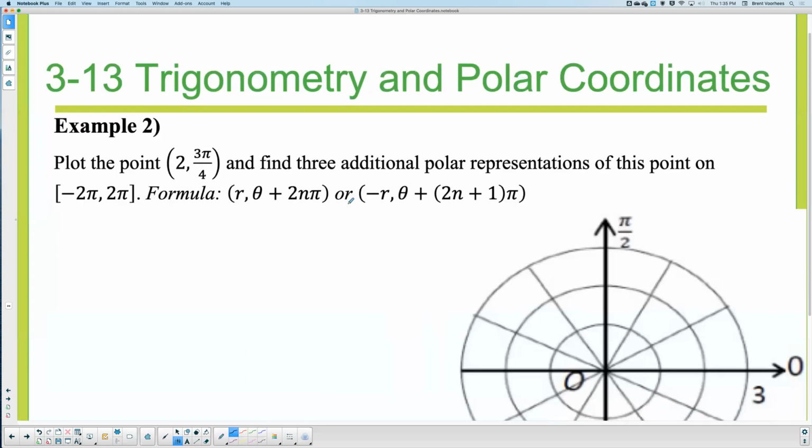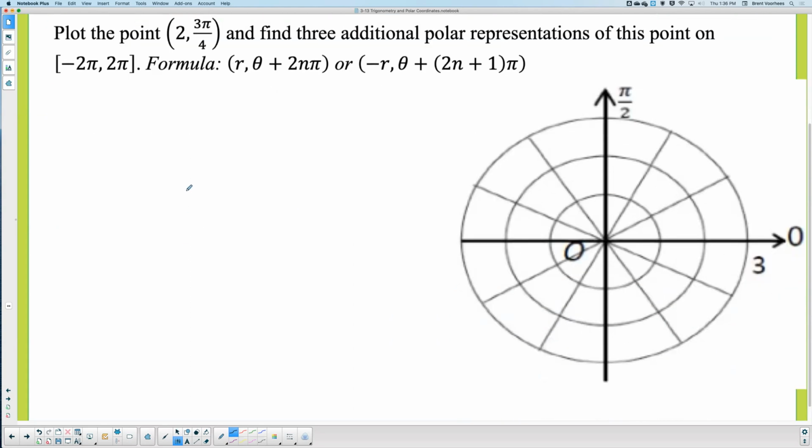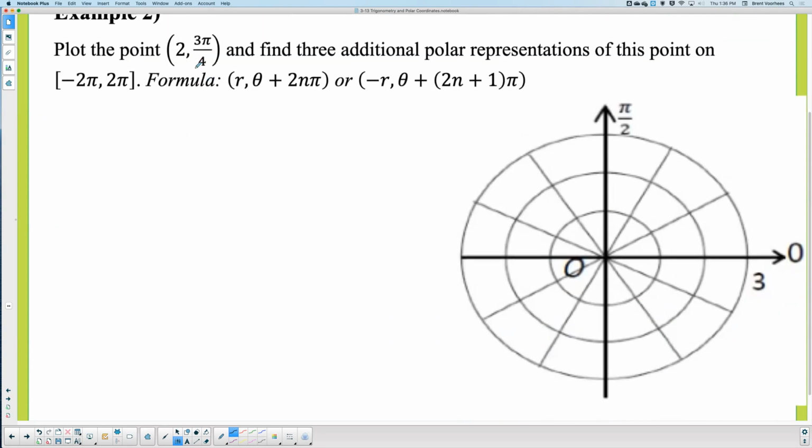The next thing we need to look at with polar is where polar is quite a bit different than rectangular graphing. Remember, rectangular just means X and Y. Where it's quite a bit different is that each point can actually be listed in any one of 4 different ways. So that's what I'll walk you through here. So let's first, I want you to plot where you think 2, 3 pi over 4 would be.